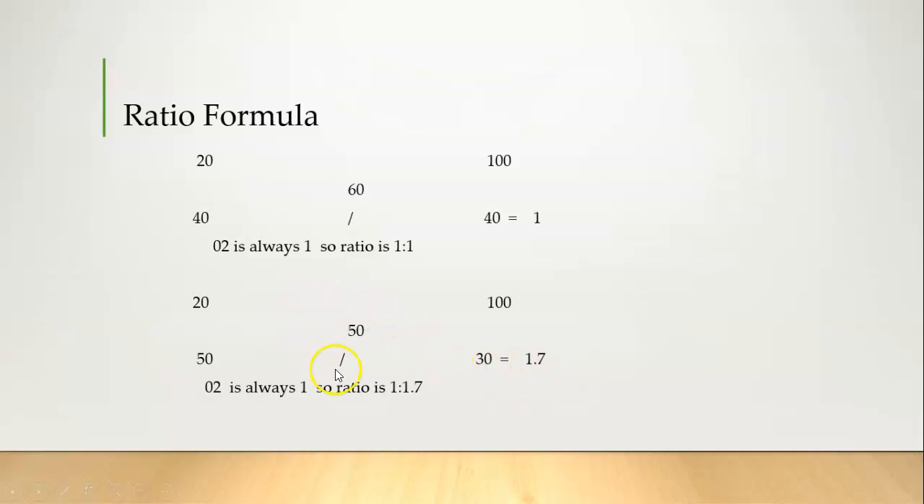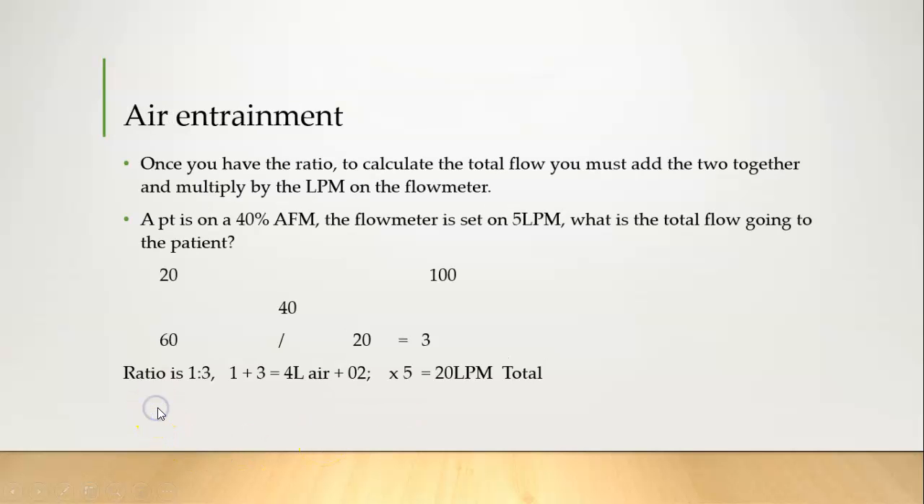Here we go, we have 50% here. 50 from 20 would be a minus 30. Remember, we dropped the minus. 50 from 100 is 50, and 50 divided by 30 is 1.7. So that's 1 to 1.7, 1.7 being the air. Now, let's look at what we've got. Here's where your question comes in.